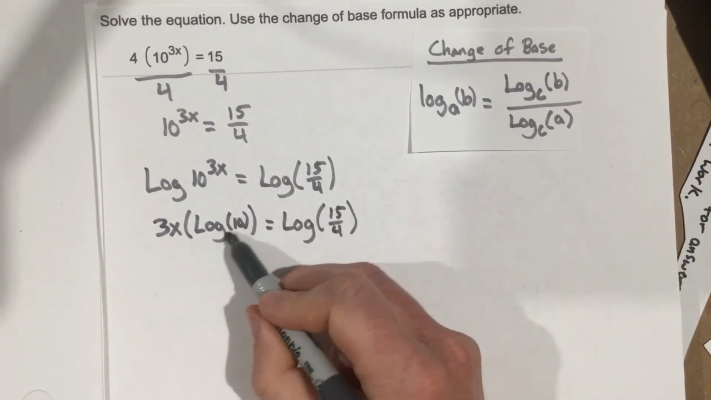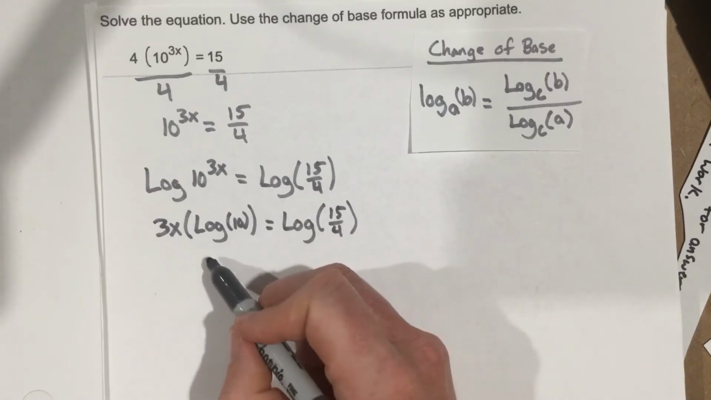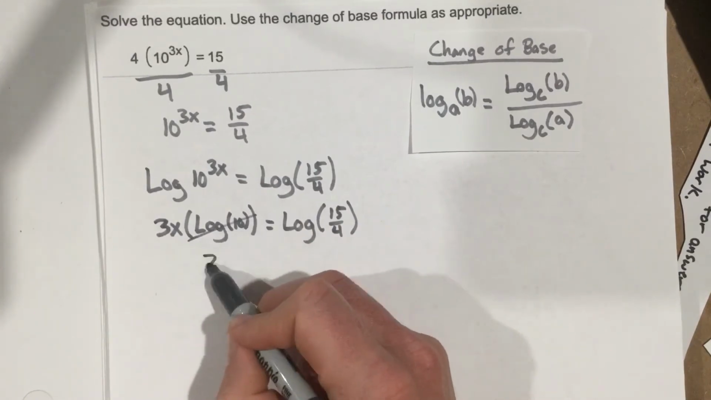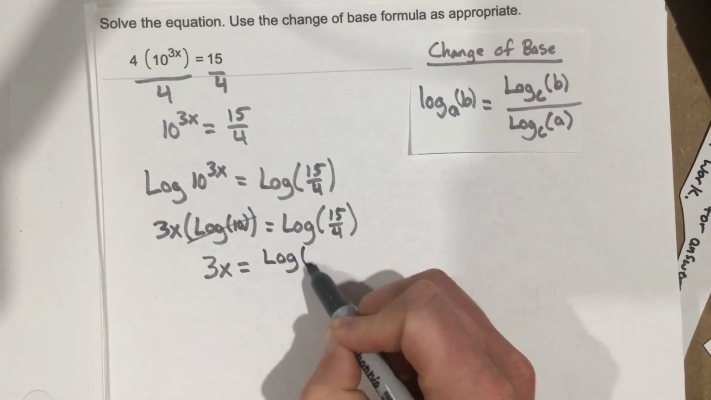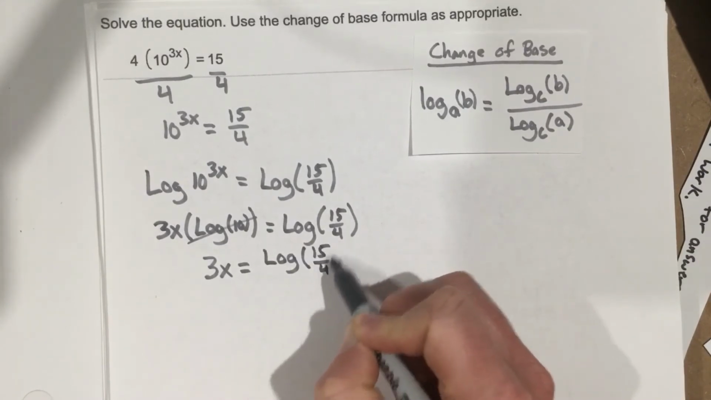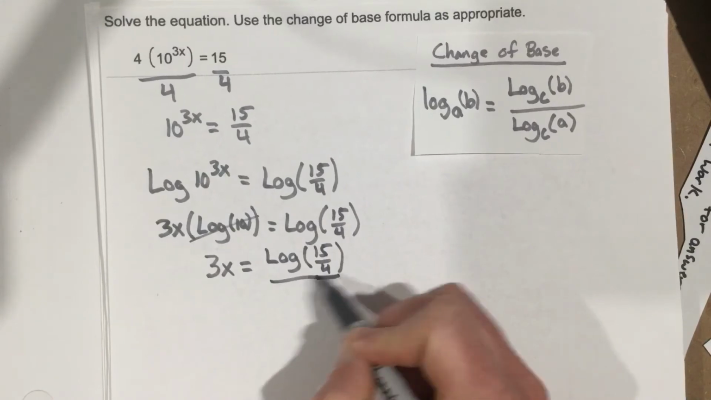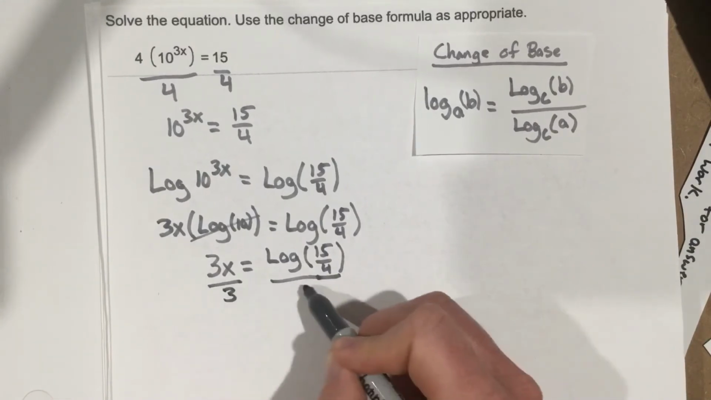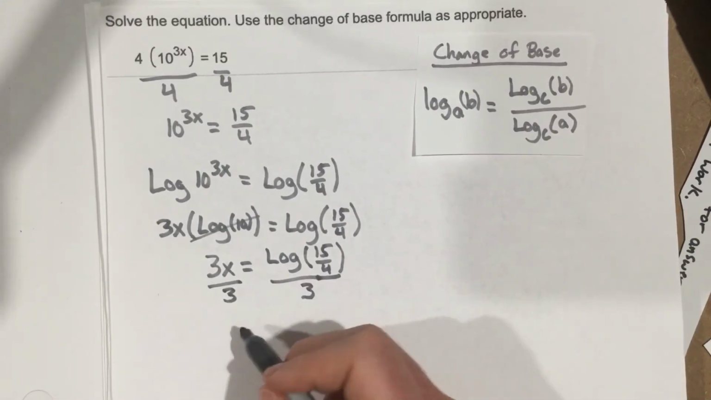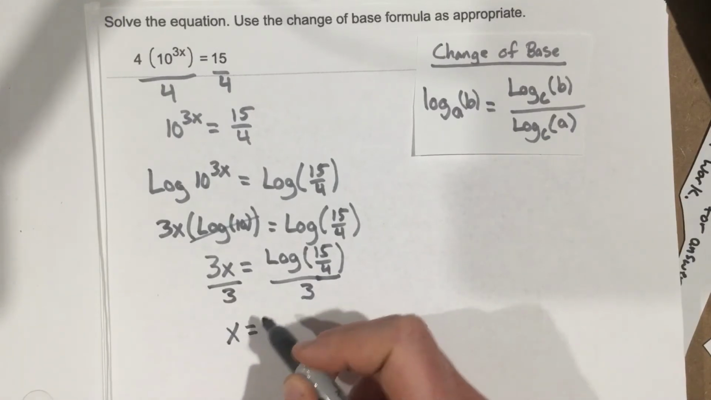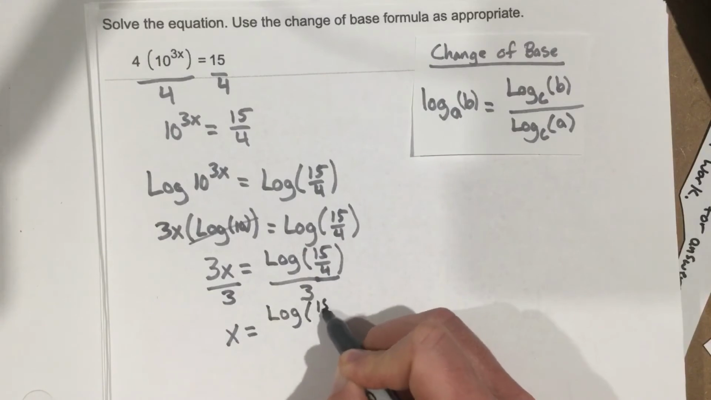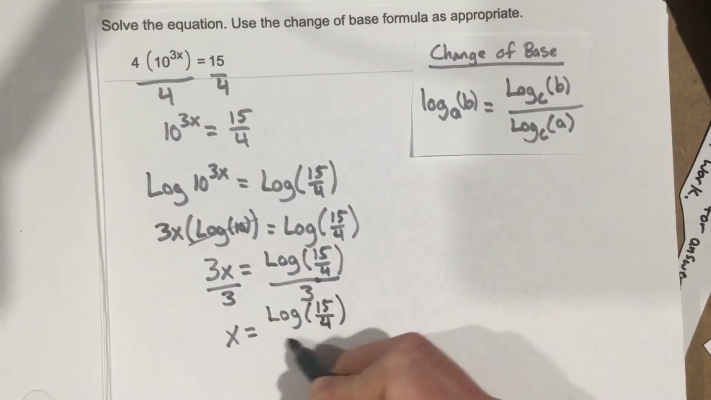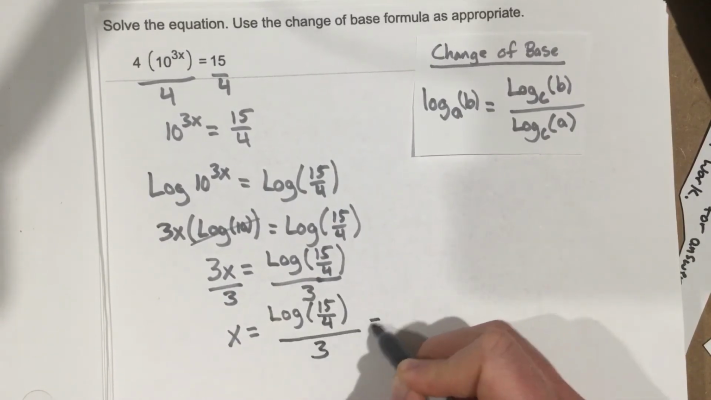But I know log 10 is 1, so that cancels out, and I'm left with 3x equals log of 15 over 4, divided by 3 on each side. So I get x equals log of 15 over 4, all divided by 3.